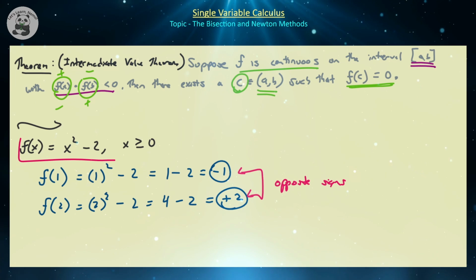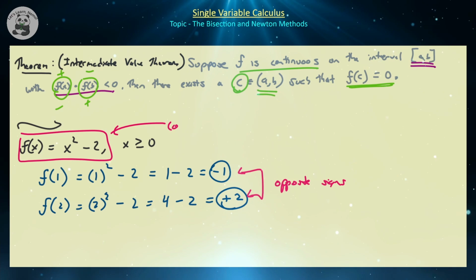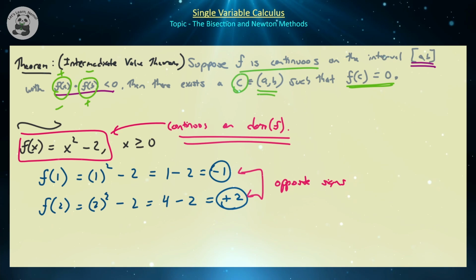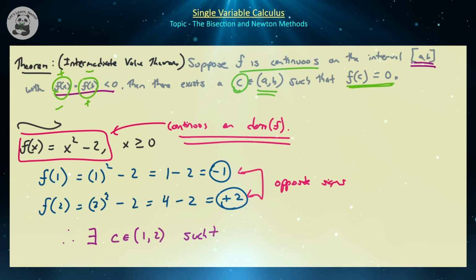And we know that our function is a polynomial, and this is continuous on its entire domain, right? Also, it's differentiable on its entire domain as well, but more so, the intermediate value theorem just requires it to be continuous. So since it has opposite signs, what does that mean? That means that there exists, so backwards E means there exists in shorthand, there exists a number c in between 1 and 2 such that f of c is equal to 0, right?